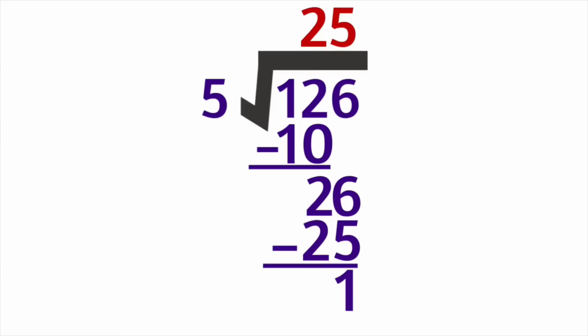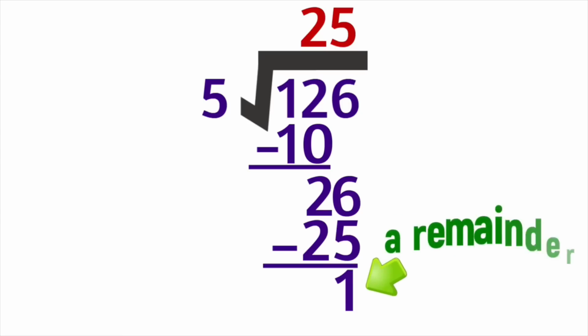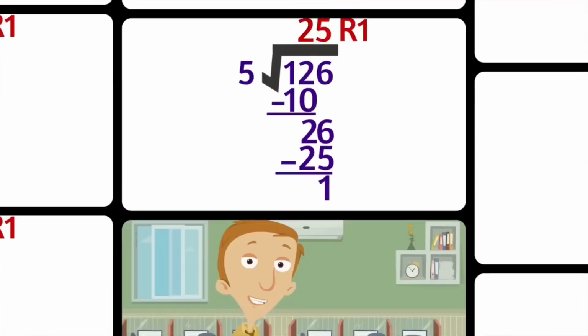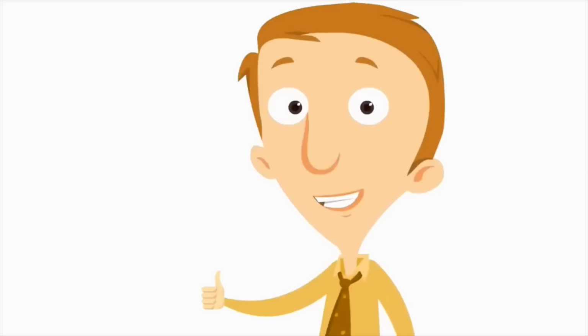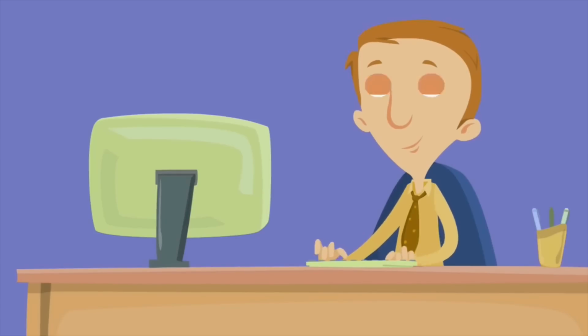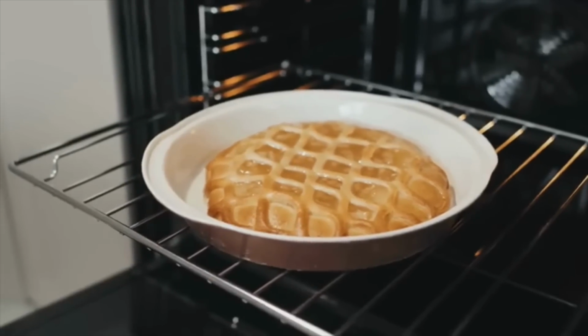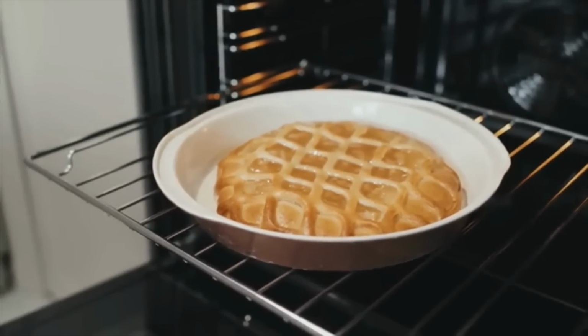And sometimes when we finish dividing, there's a number left over. That's called a remainder. We write the remainder up here next to the quotient with the letter R to show that the dividend didn't divide evenly. And that's how long division works. You did an amazing job practicing. Keep it up, and soon long division will be as easy as pie, as easy as apple pie.